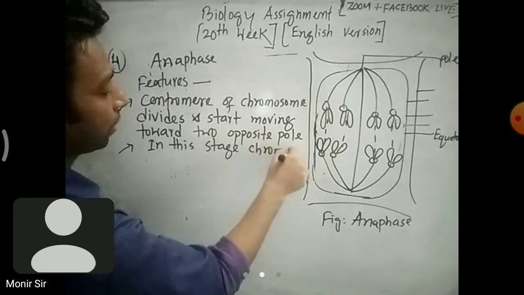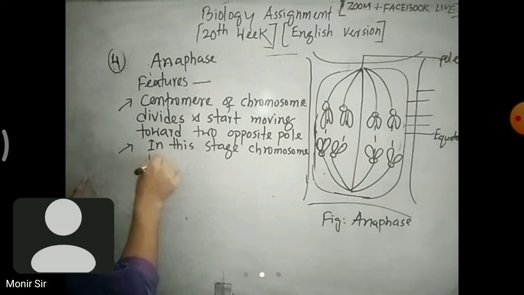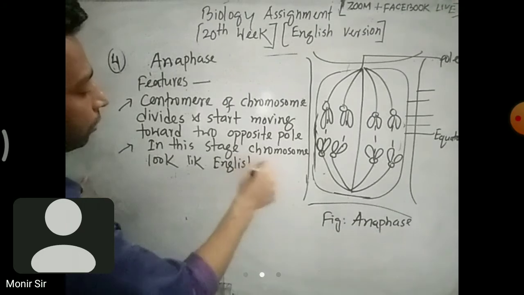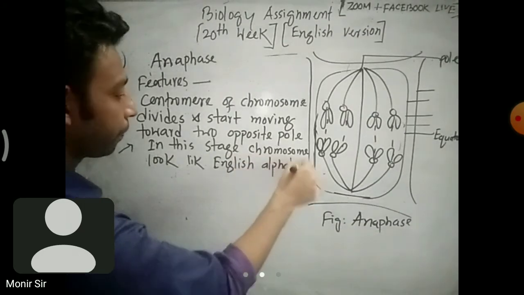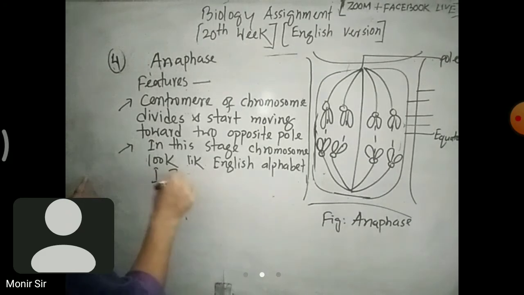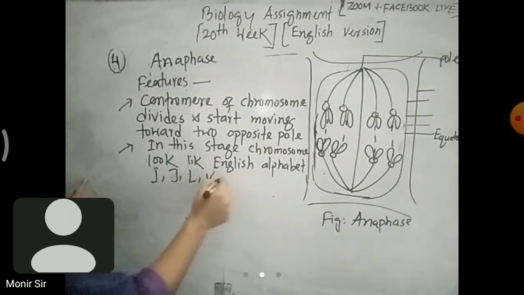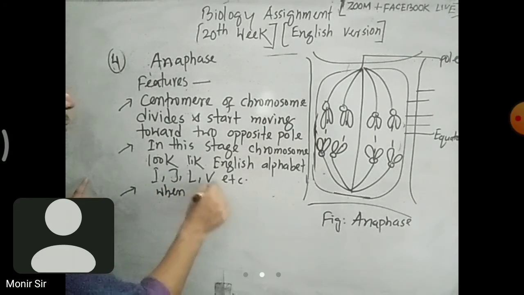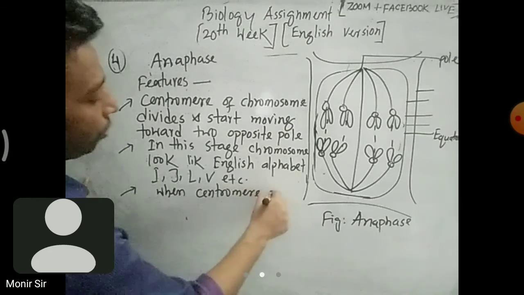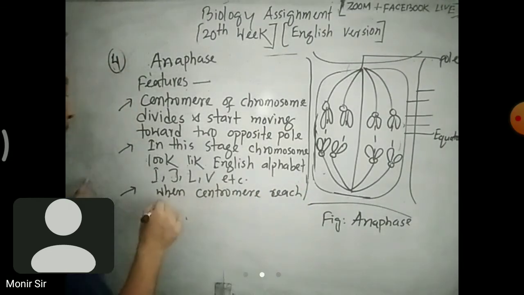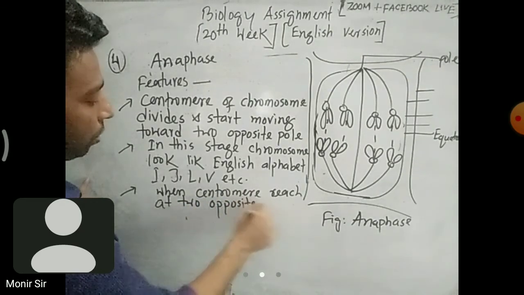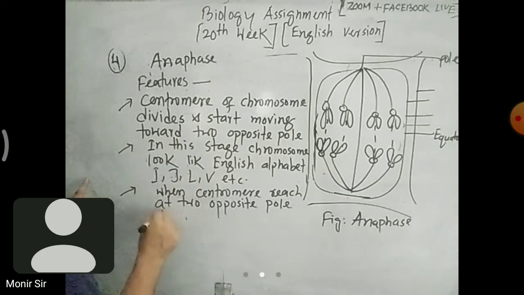In this stage chromosomes look like English alphabet letters I, J, L, V, etc. When centromeres reach the two opposite poles, the stage is completed.